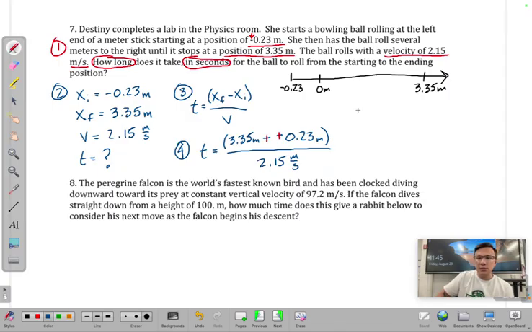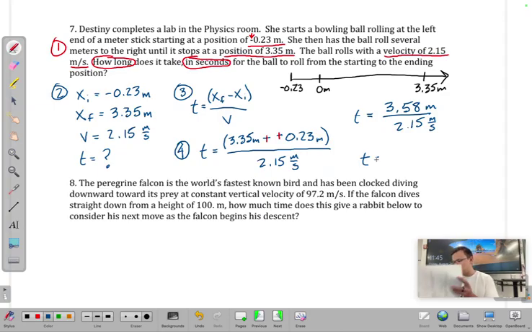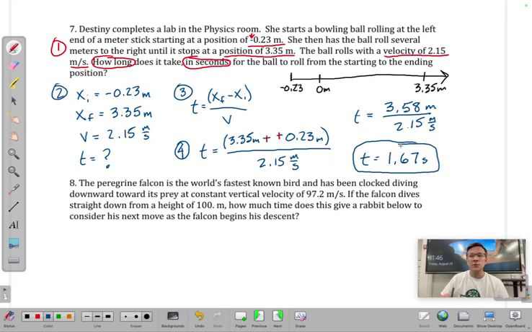And we see that time is going to be equal to 3.58 meters. Trying to do some head math here. So over 2.15 meters per second. And then we can go ahead and solve for the time, which let me grab my trusty calculator here that already has this so we can save some time. And you should get 1.67 seconds.